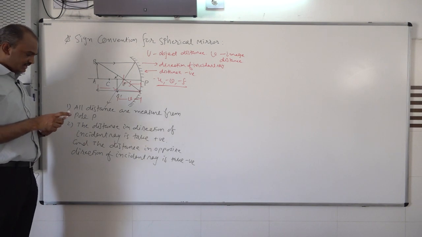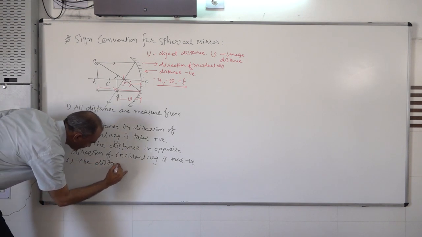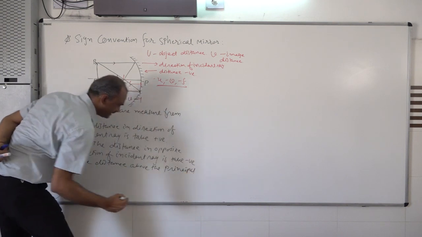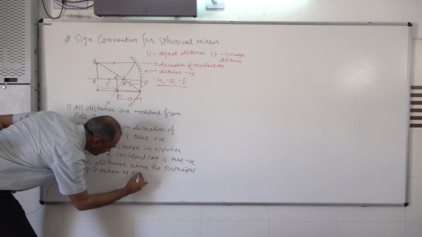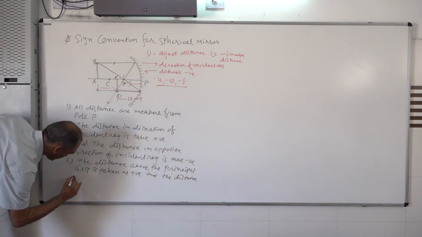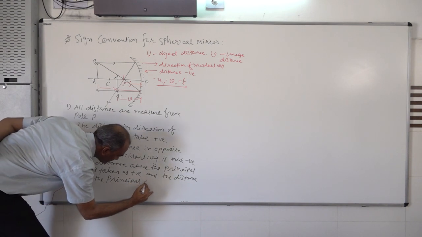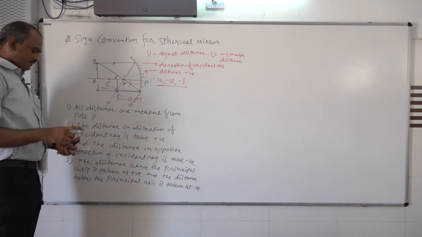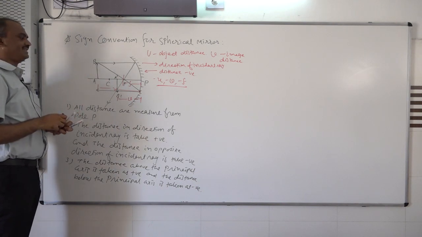Now the next important point is that the distance above the principal axis is taken as positive, and the distance below the principal axis is taken as negative.